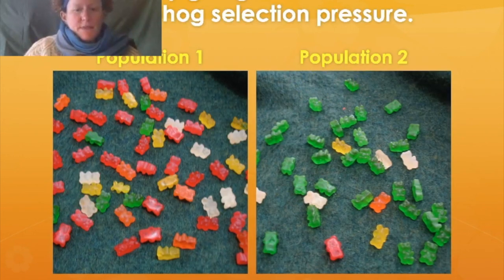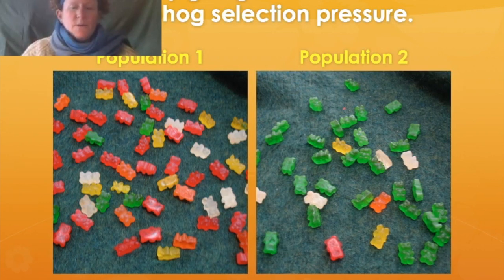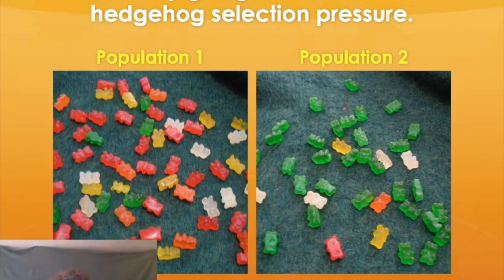So given what we've talked about with this hedgehog and its selection, which population do you think is going to be left at the end of several years of hedgehog feeding on gummy bear populations? Is it going to be population 1 or population 2?